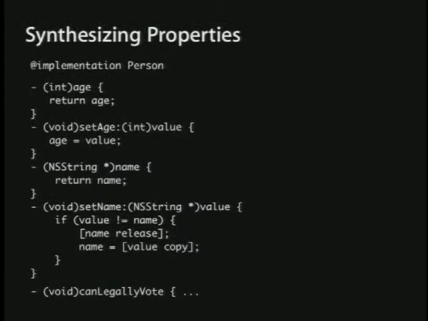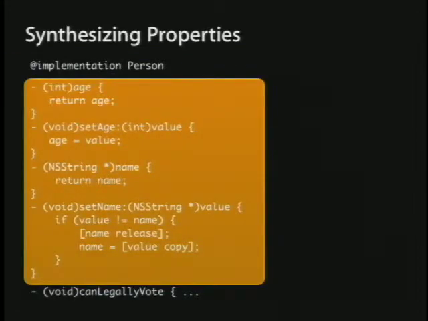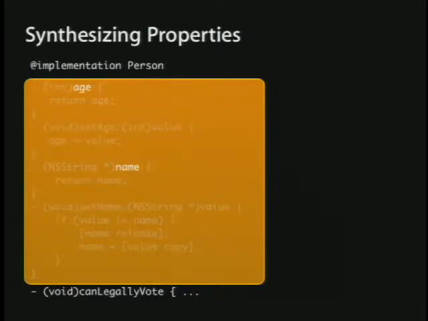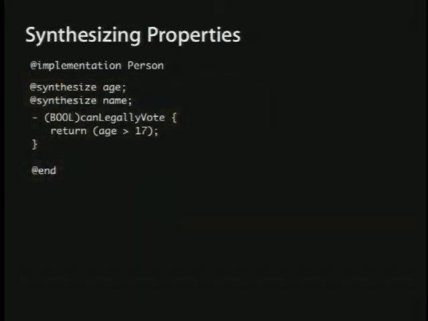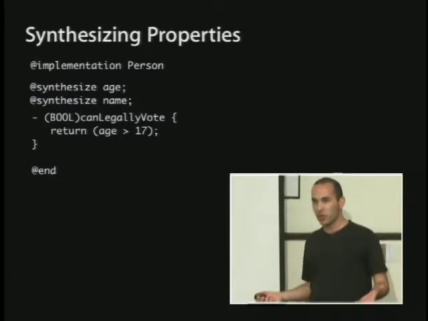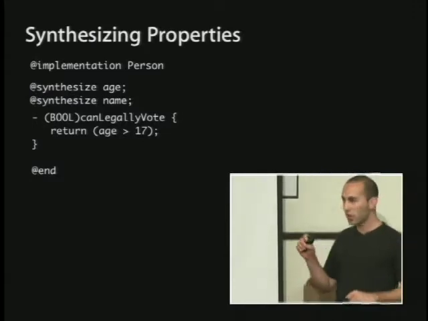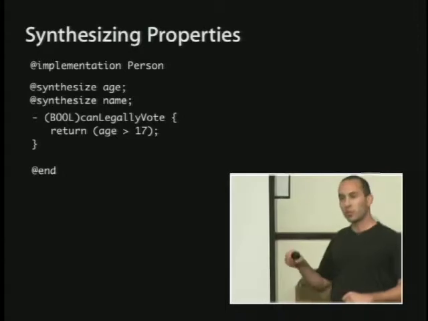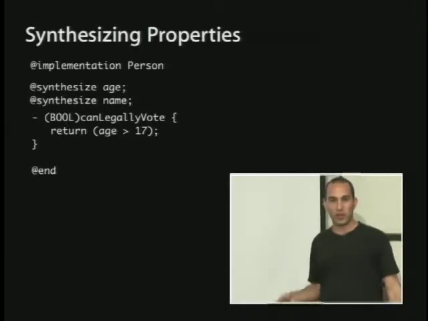Okay, let's look at the implementation now. We've written all this code. I just finished telling you how to do all this. We're going to make it a lot smaller now. Instead of writing the setter and getter for age and the setter and getter for name, we're going to reduce this down to 2 synthesize calls. So we've taken all that code and turned it into @synthesize age and @synthesize name. What that does is automatically generate the setter and the getter for you based on all the properties you set in the declaration.